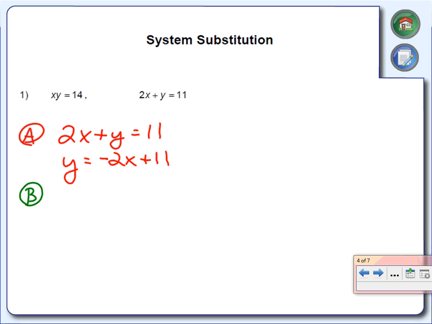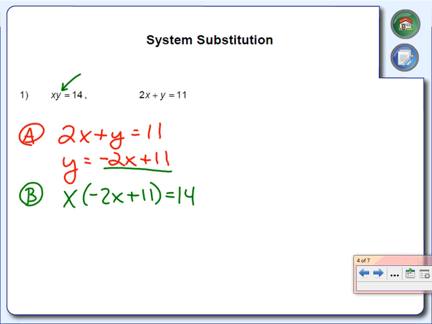The next thing we're going to do is where the name comes from, substitution. What we're going to do is we're going to replace the y in the other equation. That's this one right here. We're going to replace that y with negative 2x plus 11. So now we're going to have this equation. X times negative 2x plus 11 equals 14. So all I did was replace the y with the negative 2x plus 11.